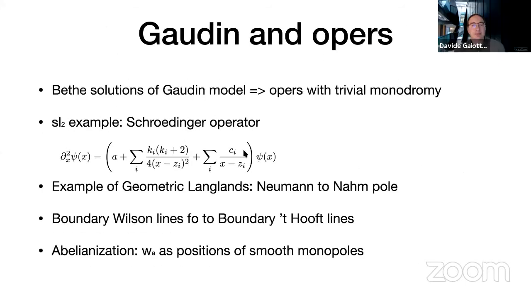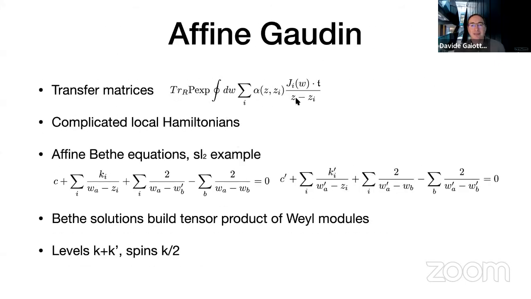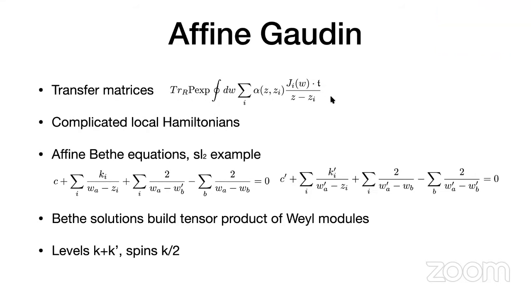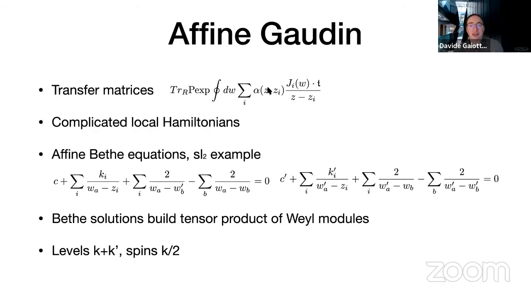And that's precisely the form of the transfer matrix for the Fine-Gaudin model. You take a bunch of Kac-Moody currents, depending on the coordinate W as usual. You contract it with some Pauli matrices, and you do the path-ordered exponential. What does the 1 over z minus z_i mean? This is just a particular parametrization of the couplings.